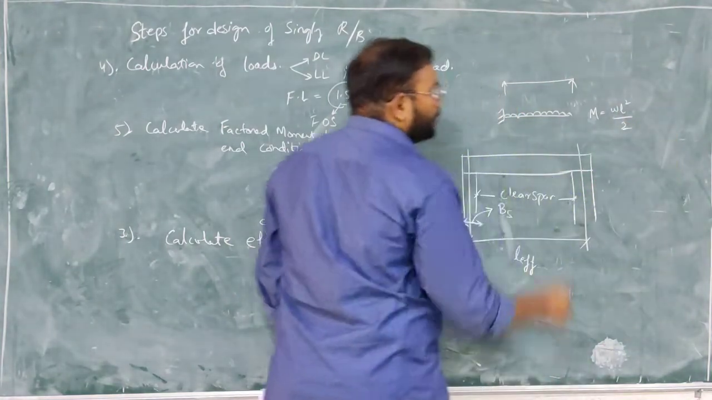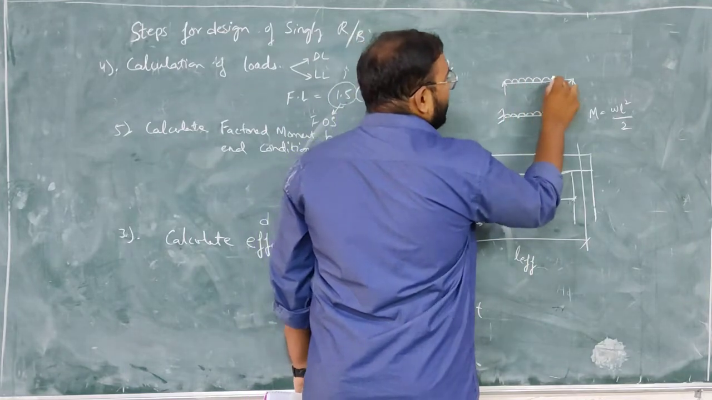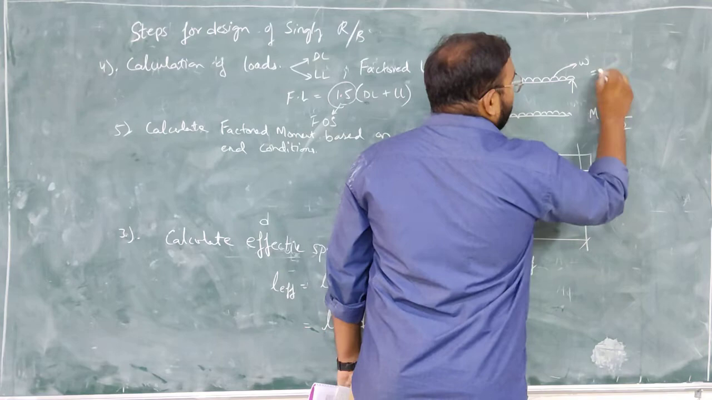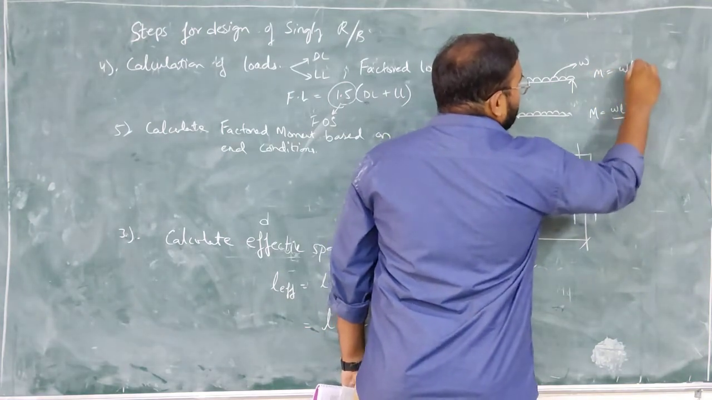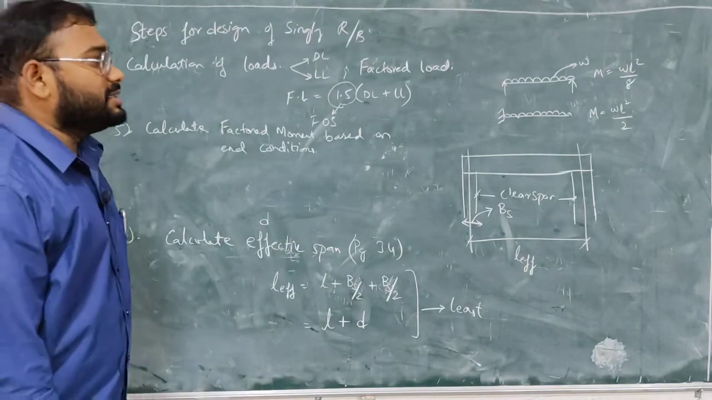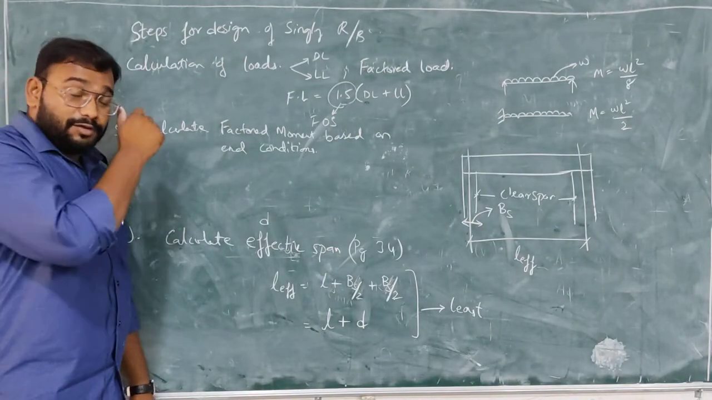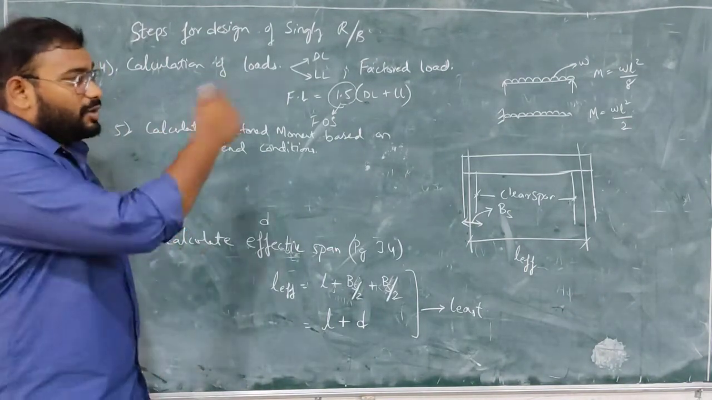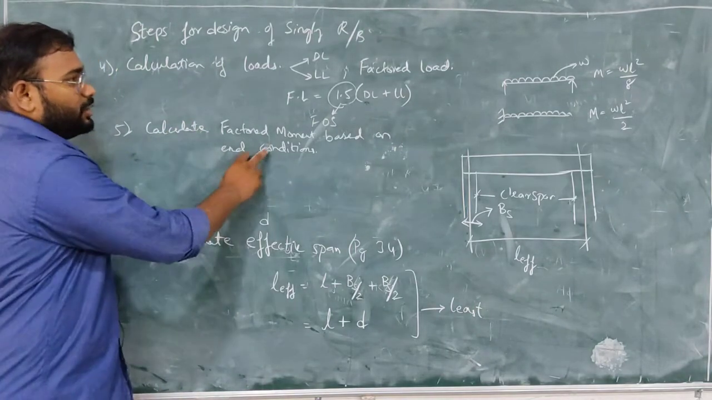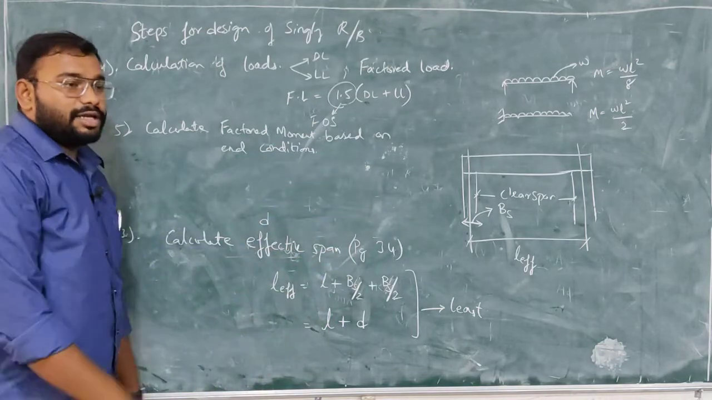by 2. Suppose you have a simply supported beam which is subjected to W load, the moment will be WL square by 8. These are the formulas which you have used in solid mechanics. Again you have to use them here. For a simply supported beam or cantilever beam, you need to calculate the bending moment like that.